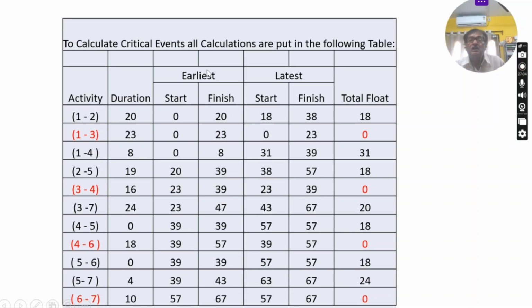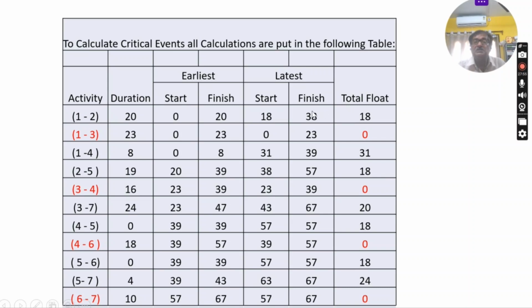Now you have to compute the earliest finish time. If you know the earliest start time, you just add the activity duration or task duration, and you will get the finish time. You can check for any one. For this one, the earliest start time is 20, and adding the duration for this activity gives 39. For 4-6, earliest start time 39 plus 18 is 57. For the last one, 57 is the earliest start time and the activity time is 10, so that gives 67.